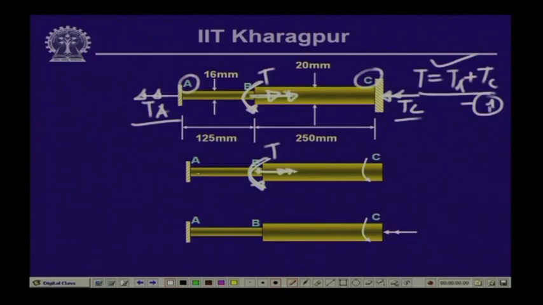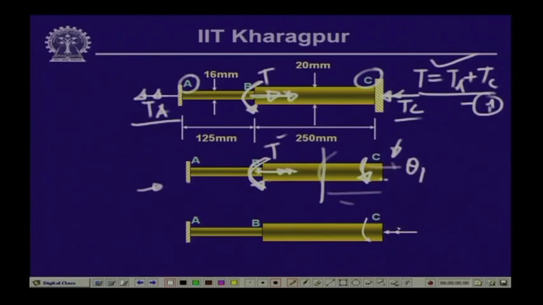Now, once we have removed this particular support, it becomes a determinate system. Now, if we cut across here and take the right hand free body, then since there is no twisting moment from part B to C, it is free of twisting moment, but between A and B we have the twisting moment T.